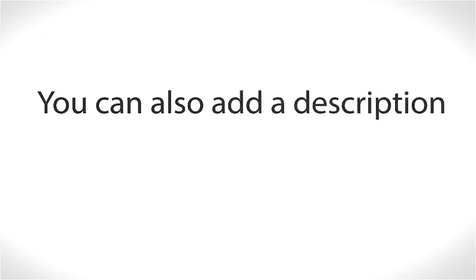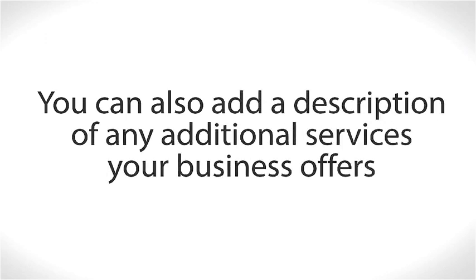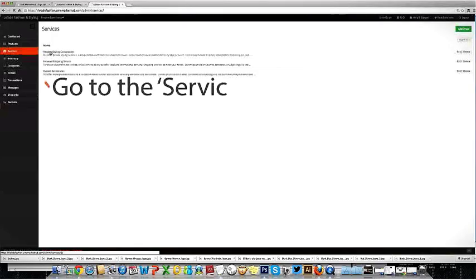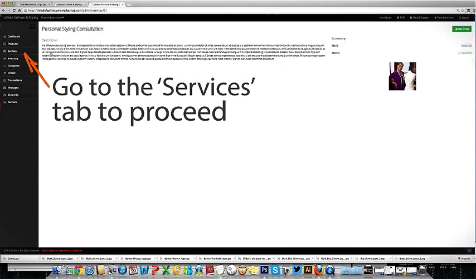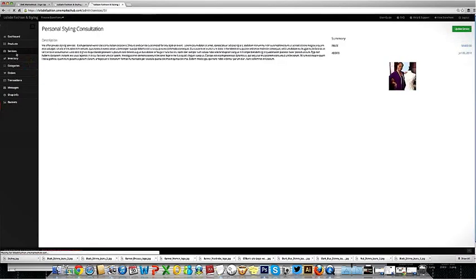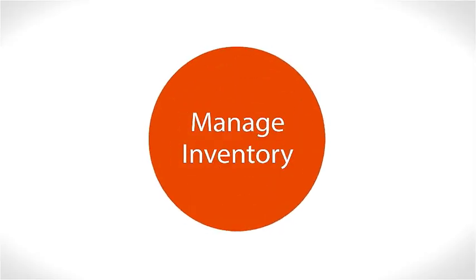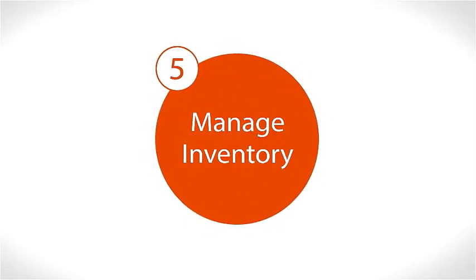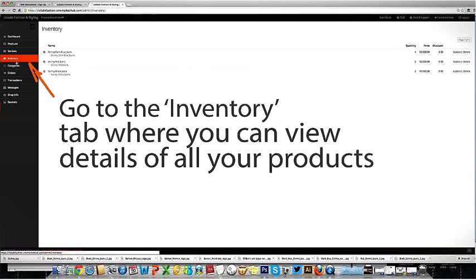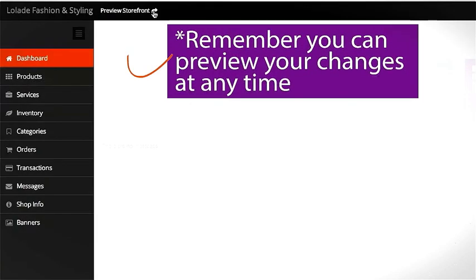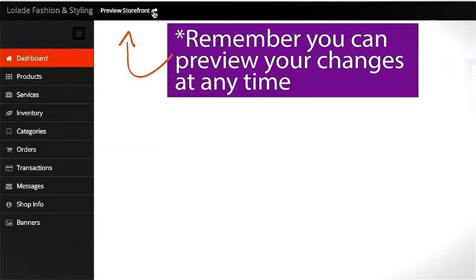You can also add a description of any additional services your business offers. Simply go to the Services tab to proceed and follow the same process to add new services. Step 5. Manage inventory. Go to the Inventory tab where you can view details of all your products. Remember, you can preview your changes at any time during the process.